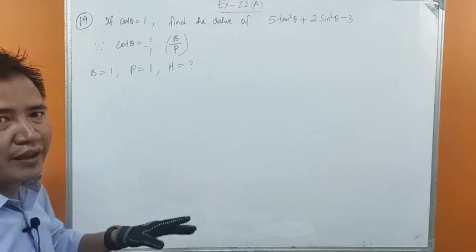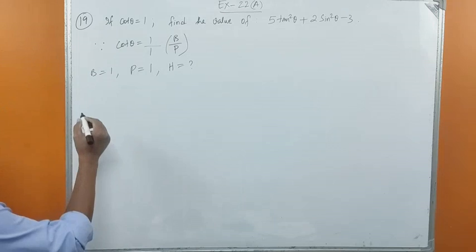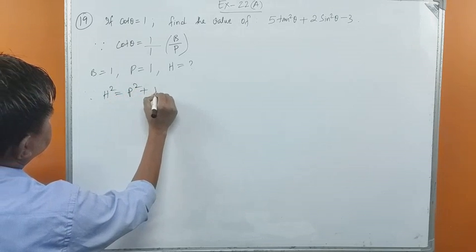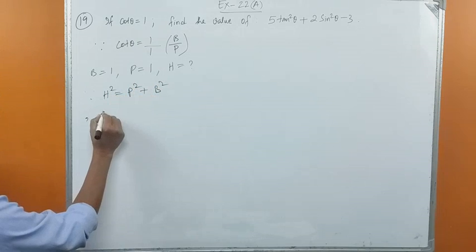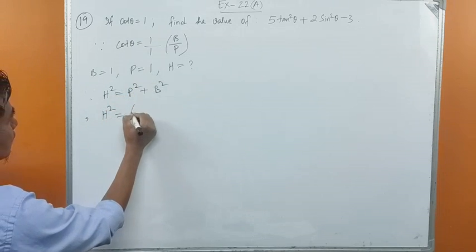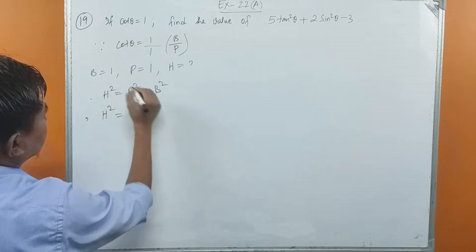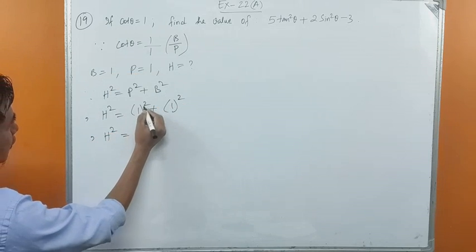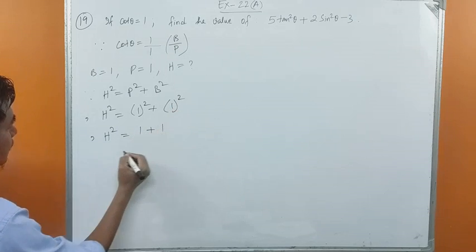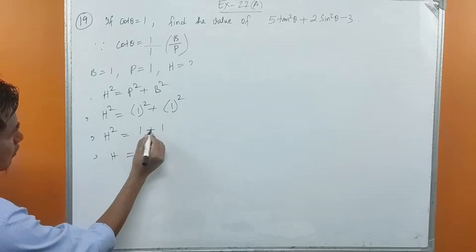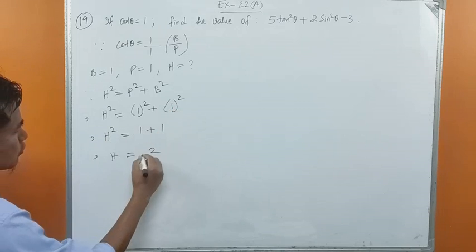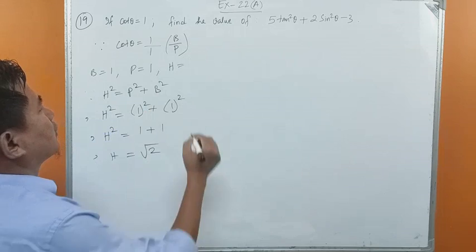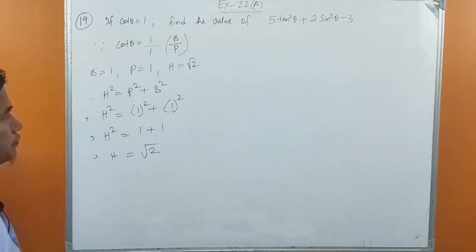Okay, now let us apply Pythagoras theorem to find the hypotenuse. Since we know that h square equals p square plus b square, this is Pythagoras theorem. So h square equals p means 1 squared plus base means 1 squared, or h squared equals 1 plus 1, which is 2. Now this square goes to the right hand side and becomes root. Hypotenuse equals root 2. So we found the hypotenuse.